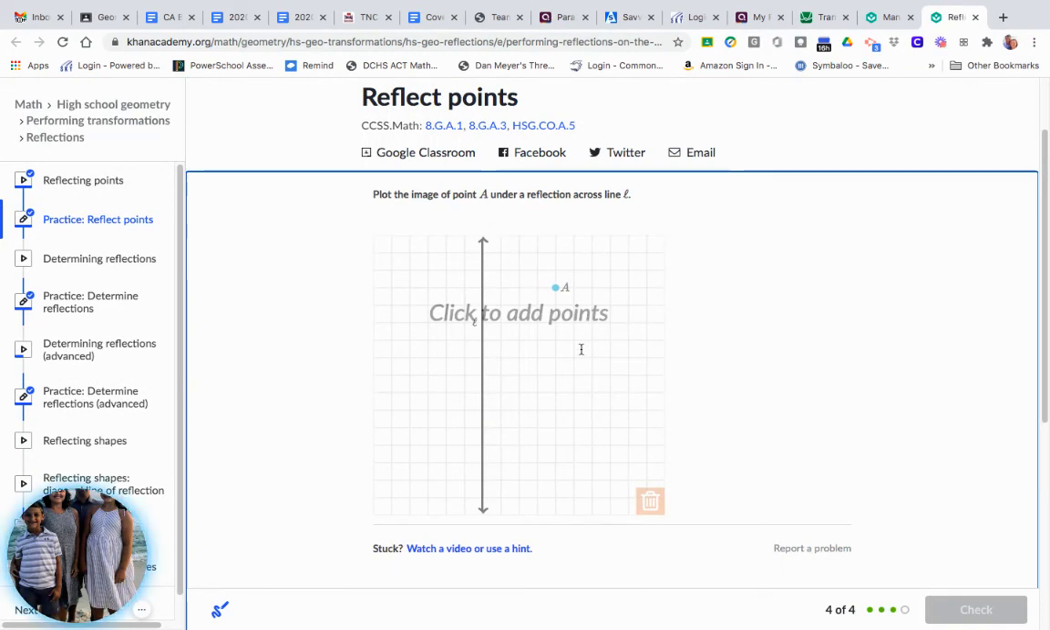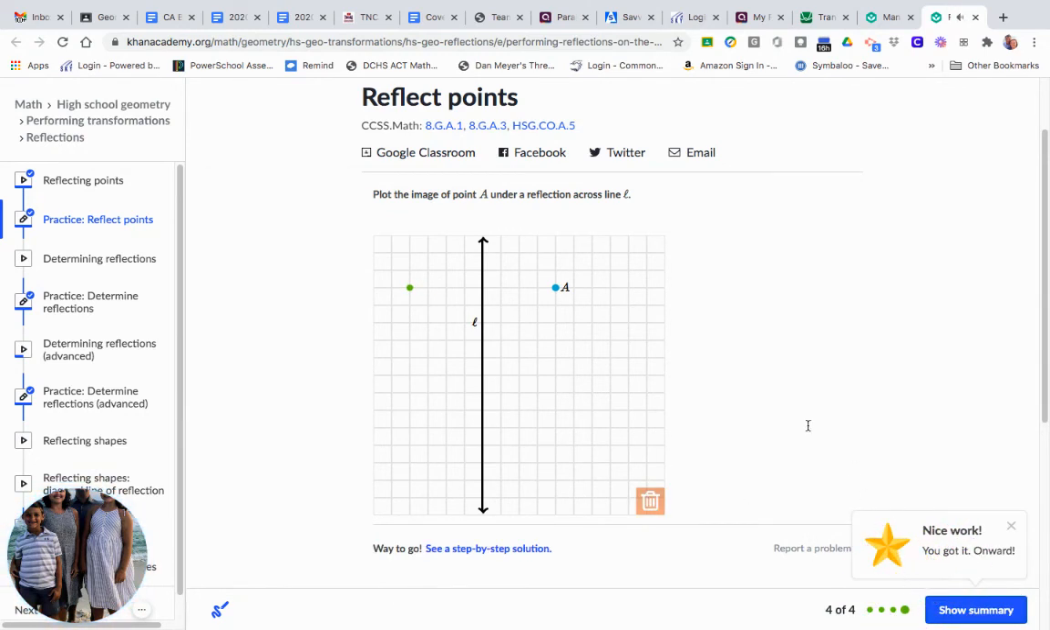Okay, now I actually have a graph. So when I click on that, it gives me a point. I can manipulate that point. Well, reflection across this line L. Well, A is 1, 2, 3, 4 away from that line of reflection. So my reflected image is going to be 1, 2, 3, 4 away as well. Okay, those are the 2 kinds of questions that you're going to get. Now, for 4 questions, you got to get at least 3 out of 4.